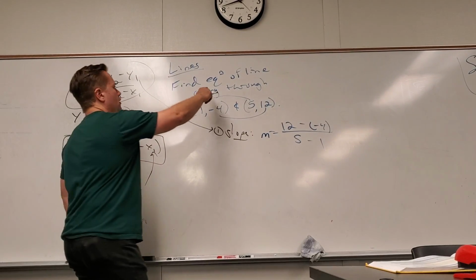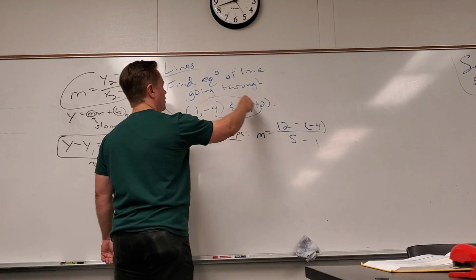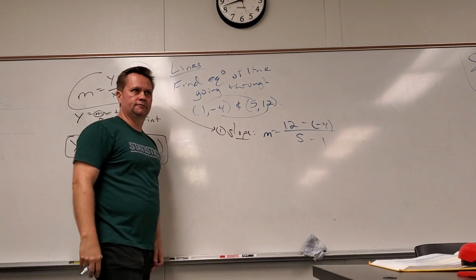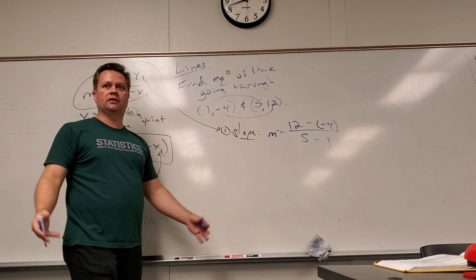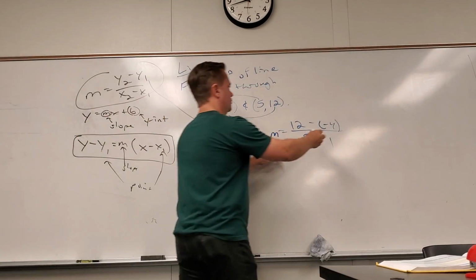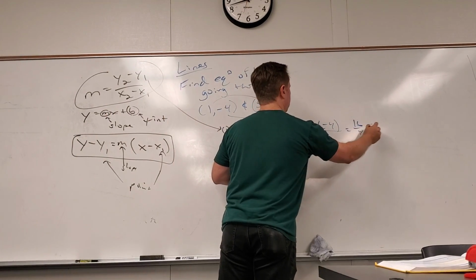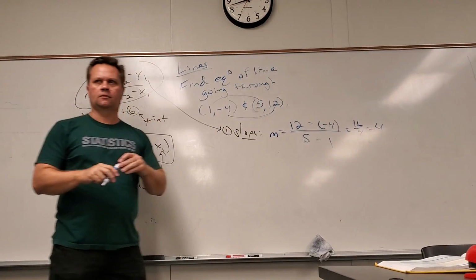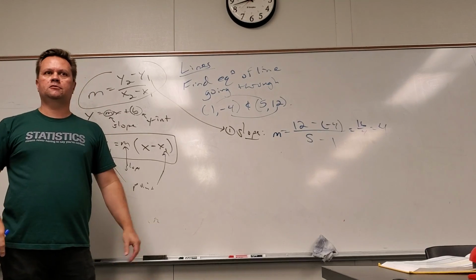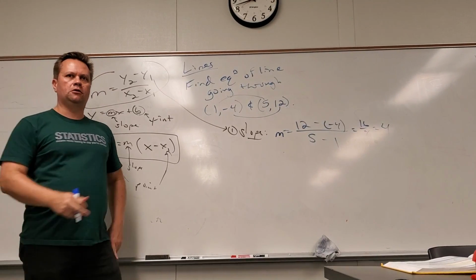So if you do -4 minus 12, you better do 1 minus 5. That's all. Then you end up with the same exact number. So that's 16 over 4, which is 4. Cool. So now we know m. Check. Which point do you want to use?